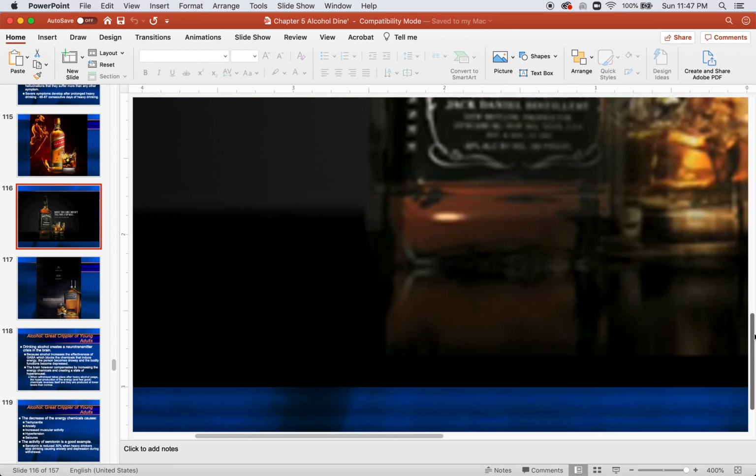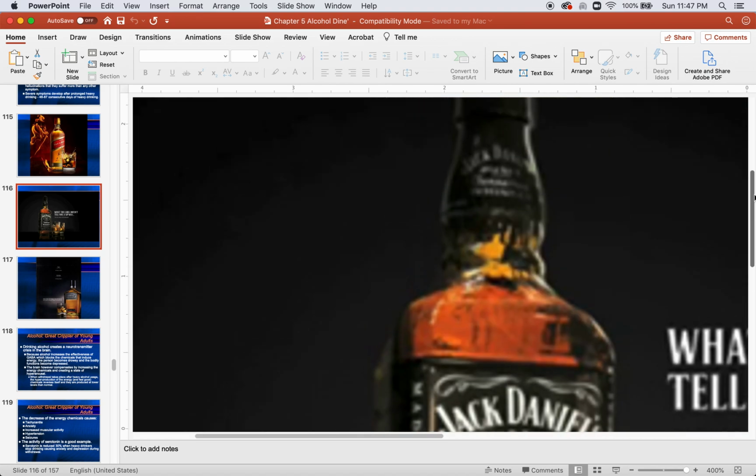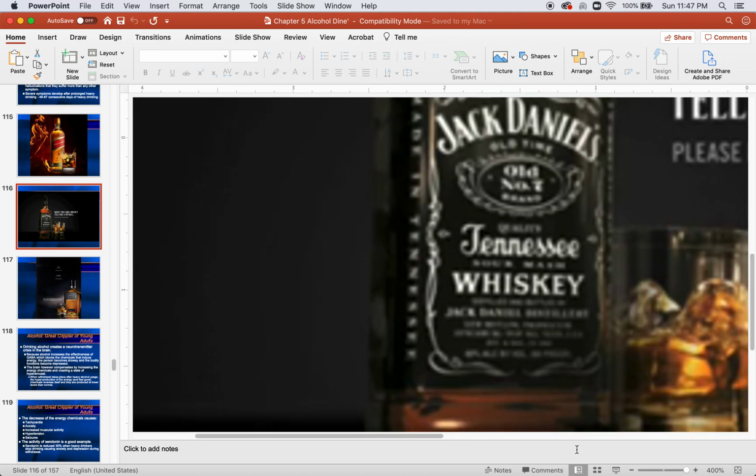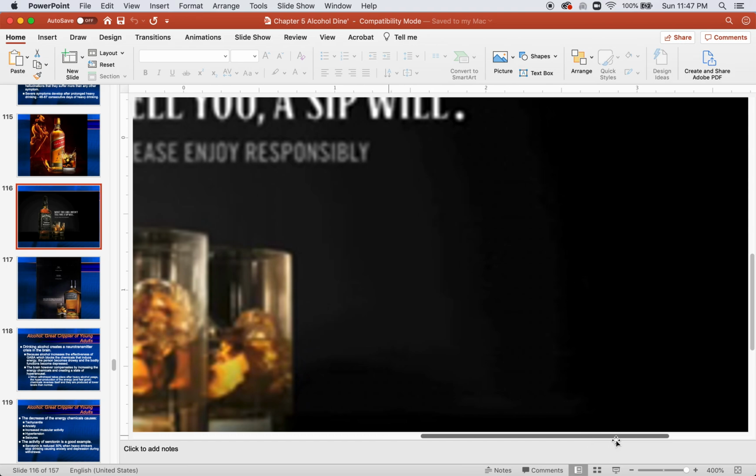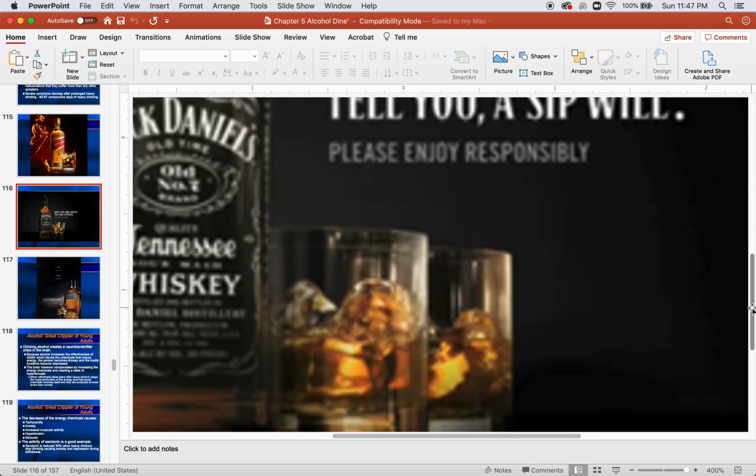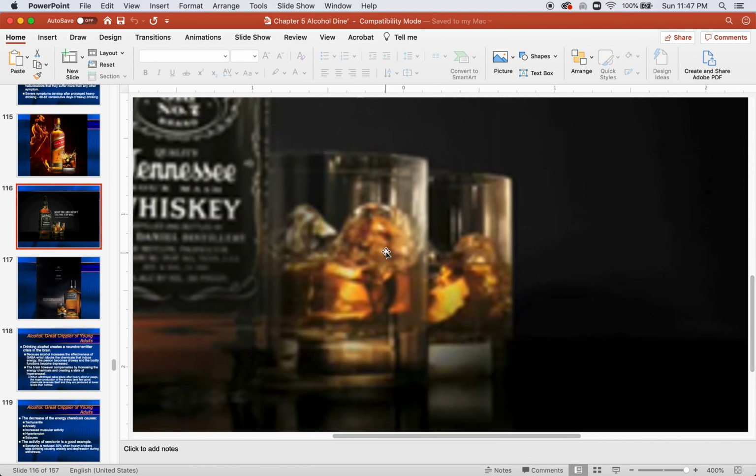This is Jack Daniels. It's out of focus. Not a very big picture. Okay, there we go. And usually, like I said, they put the faces in the ice cubes. I don't see anything with that one.